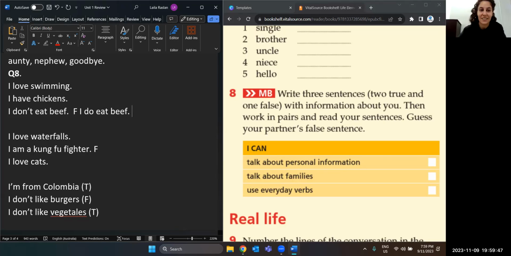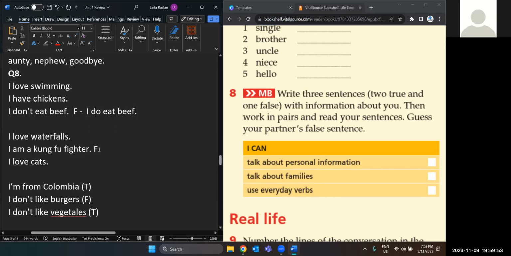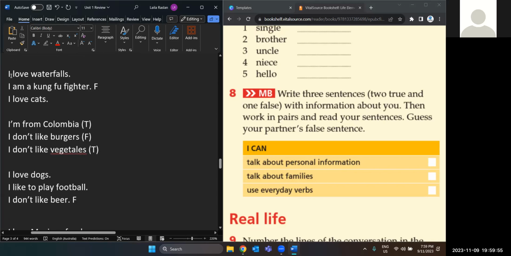This is true for me? Yes. Okay, so this was for someone else. Their three sentences were: I love waterfalls, I am a kung fu fighter, and I love cats. We had to guess which one is false, and it was this one. They are not a kung fu fighter.